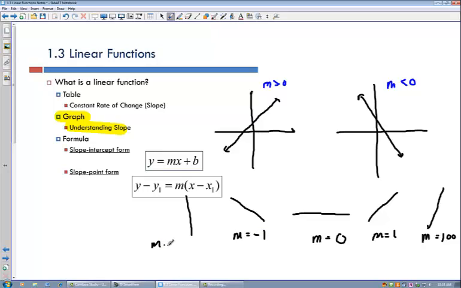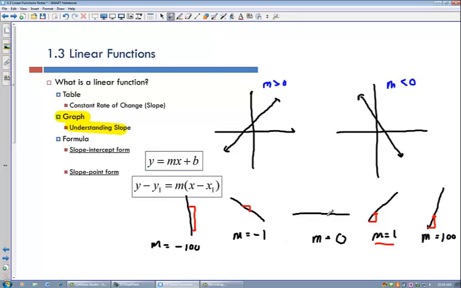And this, going down a lot, would be like maybe negative 100. So intuitively, what this m equal 1 means is if you go over 1, you go up 1. Here, if you go over 1, you actually go up 100. Whereas over here, if you go over 1, instead of going up 1, you go down 1 because it's negative. Over here, if you go over 1, you go down 100 to the next point because it's negative.